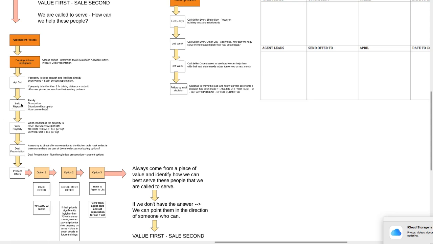First thing is rapport, right? Family, occupation. After we build that relationship, let's talk about the situation of the property and how can we help, right? How can we be a service? I believe that we can help people in any situation. If we don't have the right answer, we can point you in the right direction to someone that has that, right? After you've built the rapport, we're going to walk the property, right? Never first, but after you've built rapport.